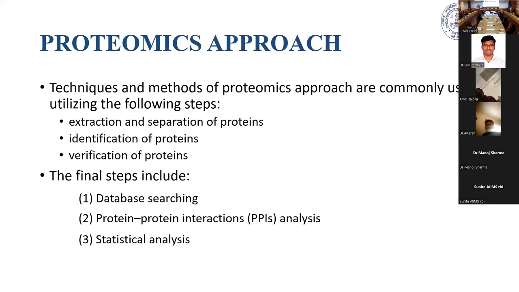Typically, when you're doing this identification of proteins from extraction, you're using mass spectrometry. So in that case, you have to do a lot of database search, you have to do the protein-protein interaction studies, and finally, you have to do the statistical analysis. So again, what is your hypothesis will decide which technique you are going to use from this whole gamut of the process.